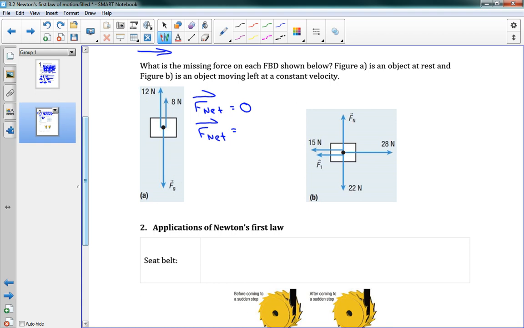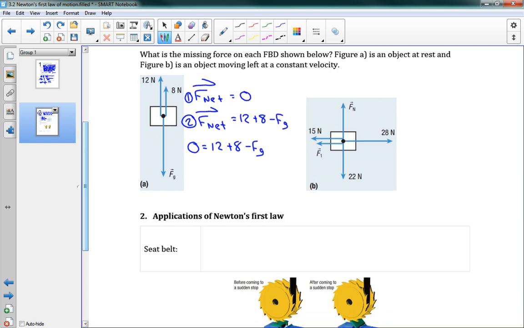So here my net force is going to be 12 plus 8 upwards minus Fg downwards. I have two statements for F net. I can set them equal to each other. That means 0 equals 12 plus 8 minus Fg. And now we can solve for gravity. Fg equals 12 plus 8, 20 newtons.